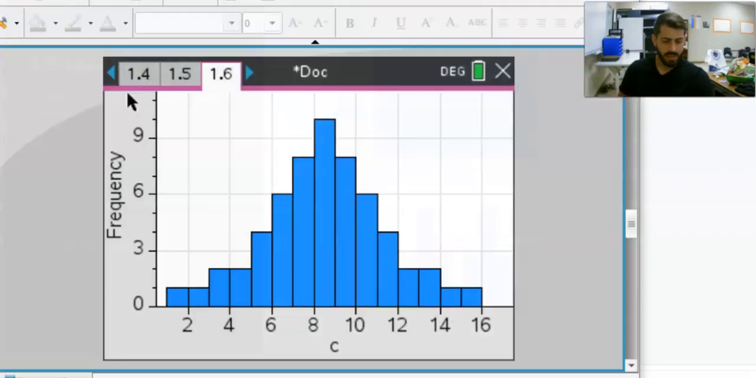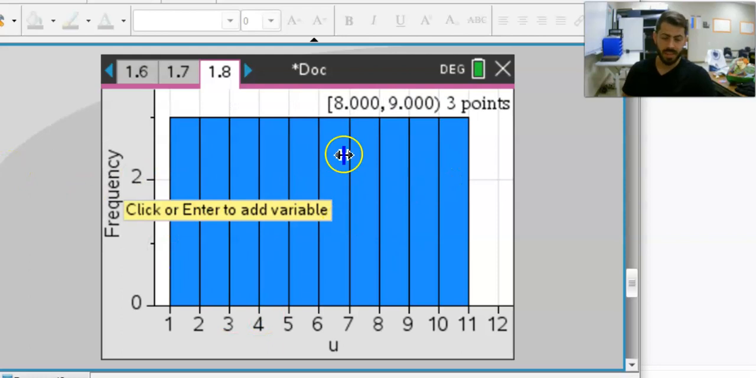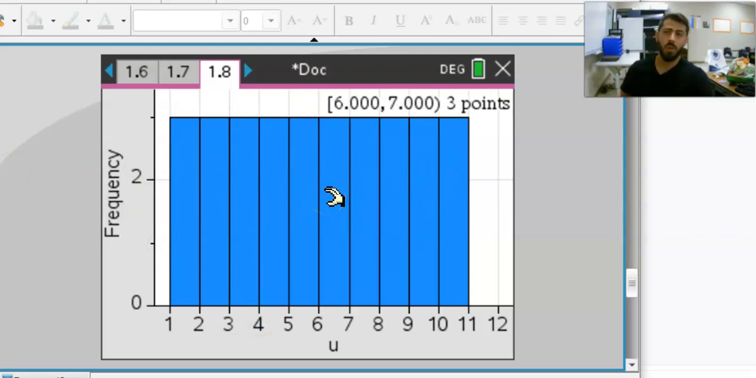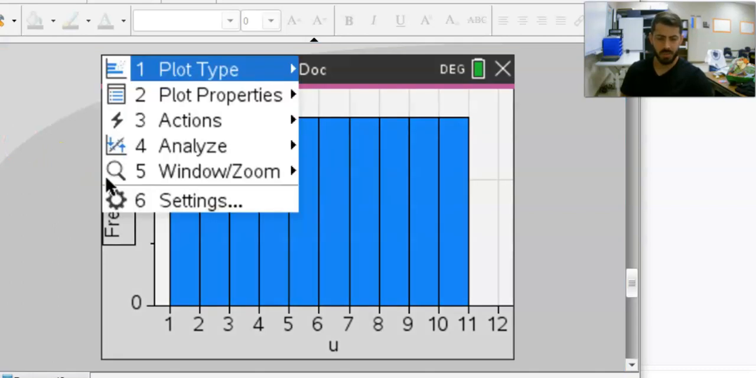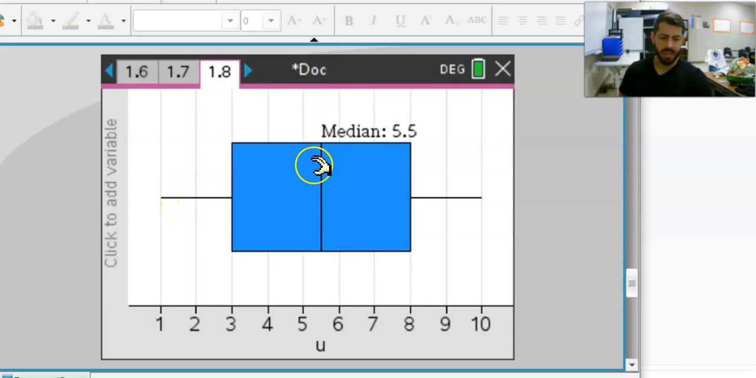When you're looking at the box and whisker plots for these, for the uniform one, you can kind of tell if it's uniform or not just by looking at the box and whisker plot, only because you'll see that each of these sections is equal size, right? This goes from 1 to 3, this goes from 3 to 5.5, 5.5 to 8, 8 to 10. So there's the same amount of data in each of these boxes, if you will.